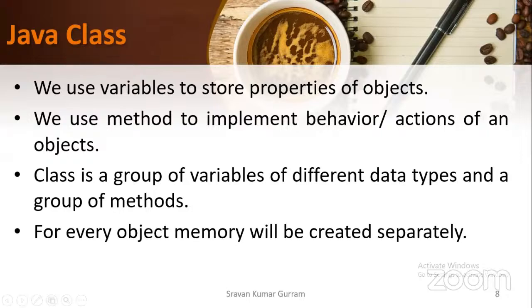This is a very important point. For every object, memory will be created separately. As I said already, while you are developing the code, if you write the code to create the class, the memory is not allotted to your class. When you create an object of that particular class, only then will the memory be allocated. This is the first point. The second point is, for however many objects you created, memory will be created separately. Each and every object maintains its own memory.